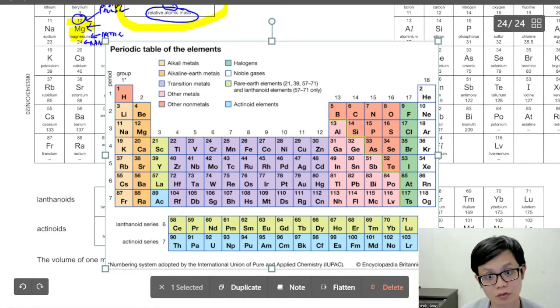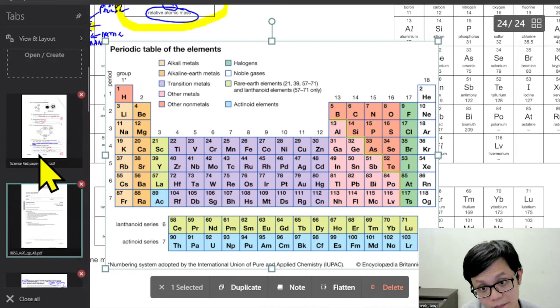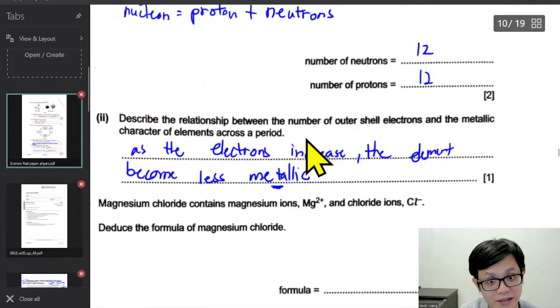So we can see when it increases in proton, for example, you can see 1, 2, 3, 4, 5, 6, 7 is going to the right. So it's becoming less metal. But of course the question says electron. So you will say, hey, electron is also the same as proton. No, electron is not the same as the proton.